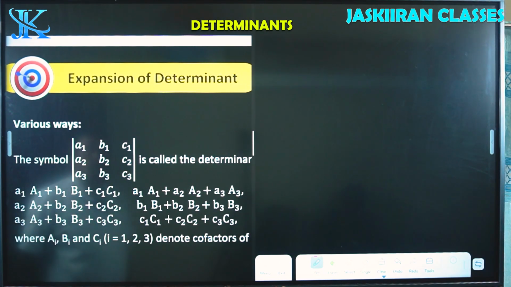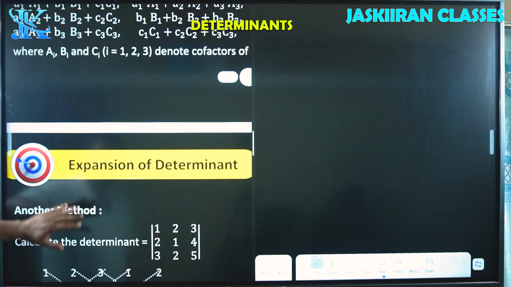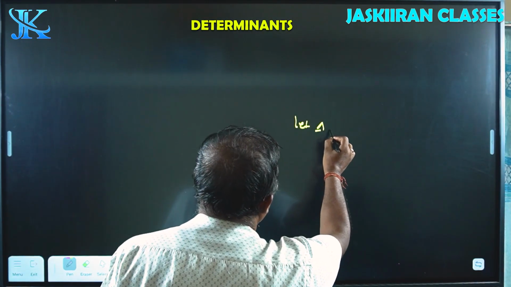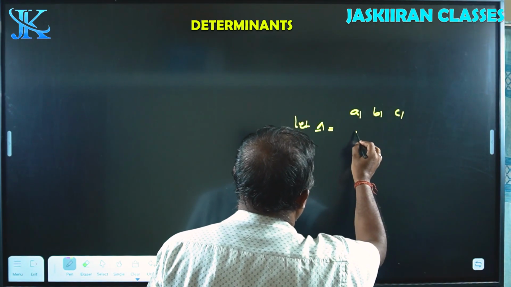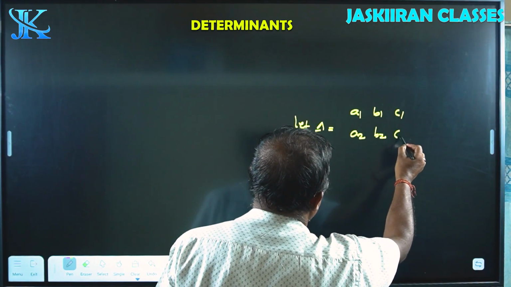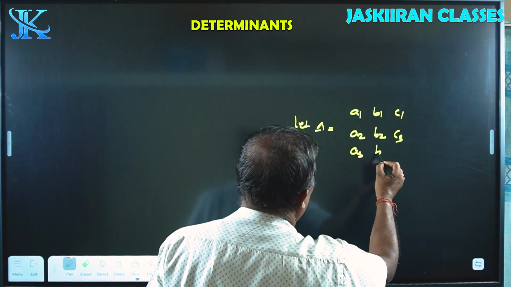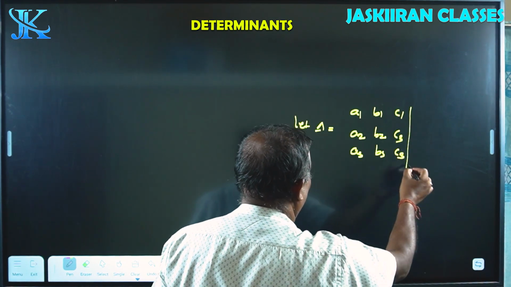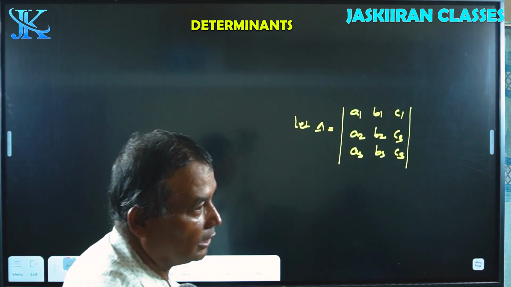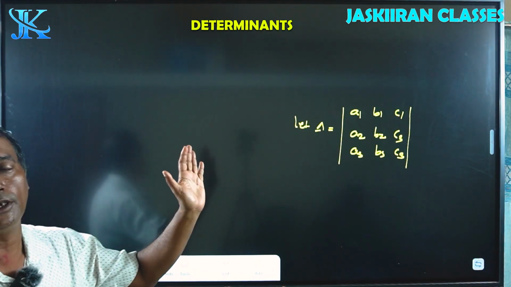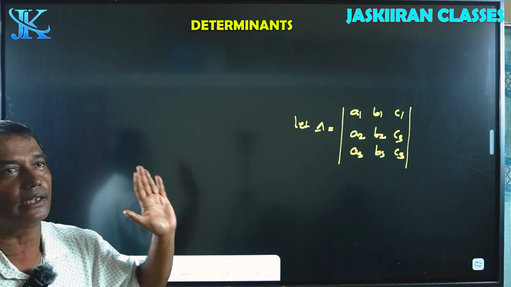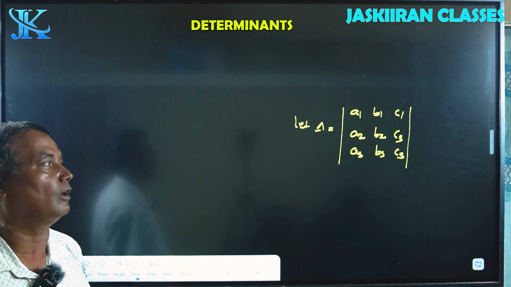The expansion of a third order determinant like this can be obtained by the minors and cofactors of the determinant. Now we have delta is equal to A1, B1, C1, A2, B2, C2, A3, B3, C3. That is the third order determinant. If the determinant is expanded along any one row or any one column, then similarly we get the result. That result is the same for any one row or any one column.